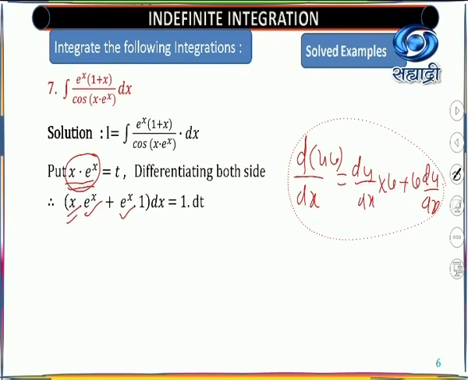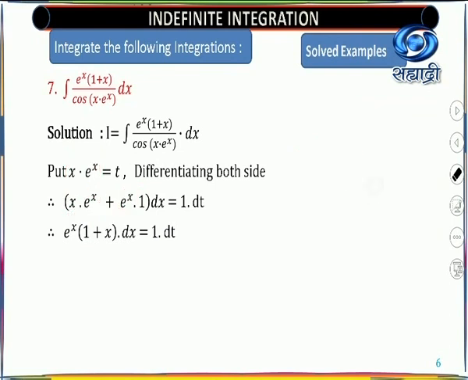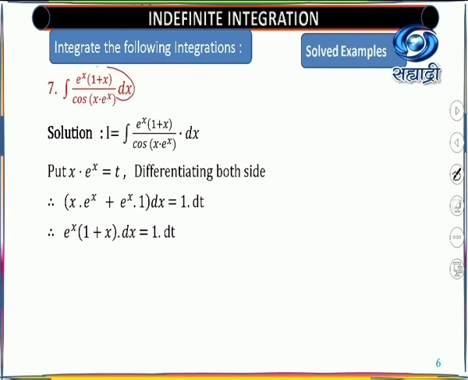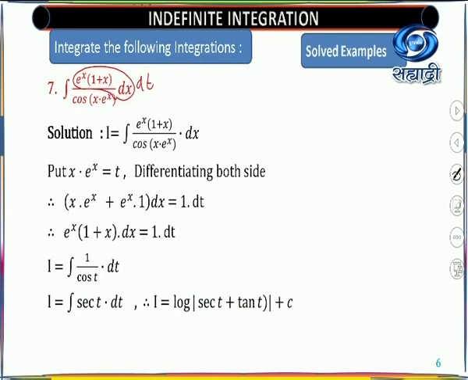Now if you simplify this, look at here, you are able to take e raised to x common. So if you take e raised to x common, you are left with 1 plus x dx. Now e raised to x into 1 plus x dx is nothing but dt. It is the numerator of the given function. So the numerator of the given function completely is dt. So now your integration becomes: this complete term is dt and this becomes cos t. So integration of 1 upon cos t dt. 1 upon cos is sec. So immediately you will get integration of sec t dt.